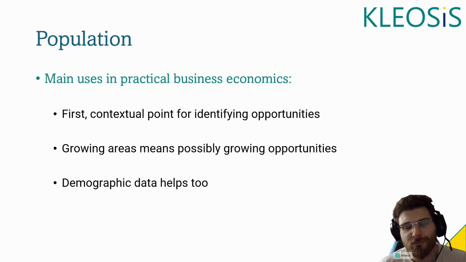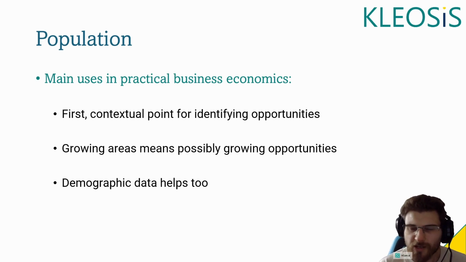So, but for practical business decision making, a census and a population estimate is not as useful as it would be to a policymaker, but it is still useful. I think it's really good as a first contextual point if you're looking to identify opportunities, or if you're trying to justify an opportunity, or if you're trying to model something. You might need just a count of people who live in an area for a model you're building. But basically, what we would probably want to see is that growing areas would possibly mean that there are growing opportunities within those areas for your business.